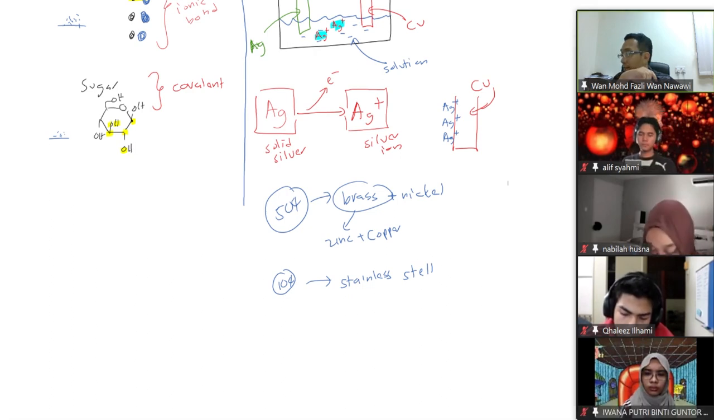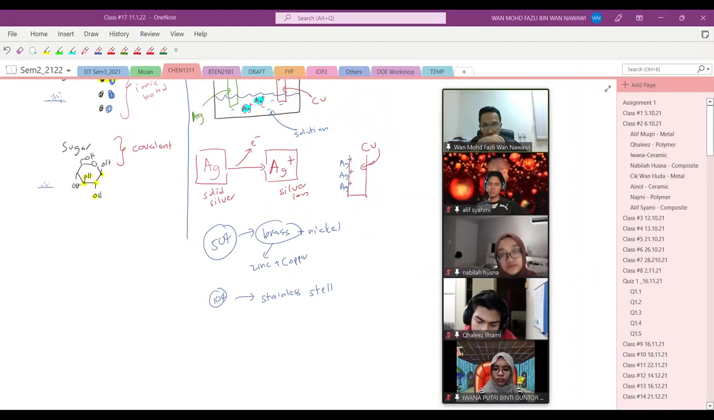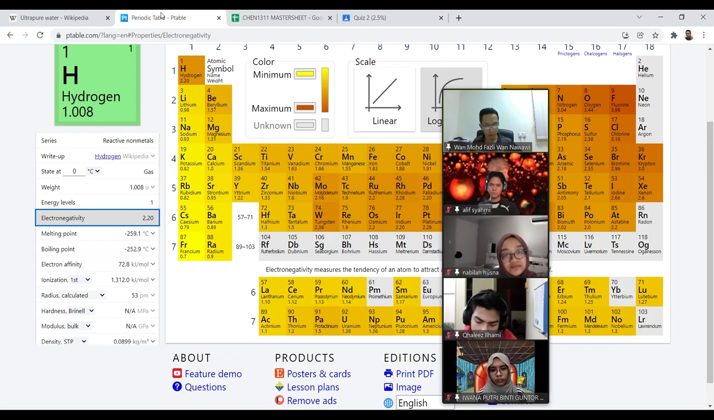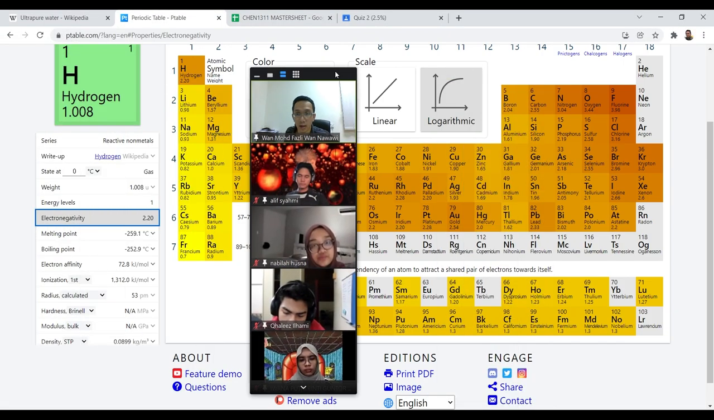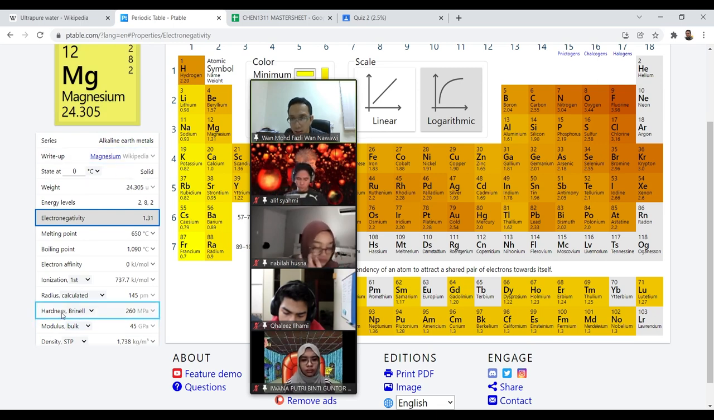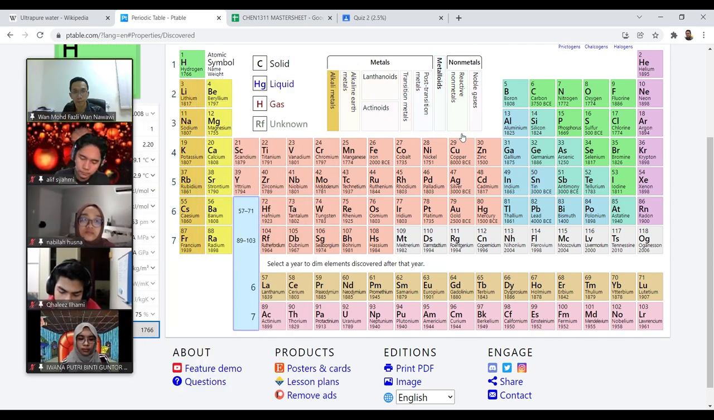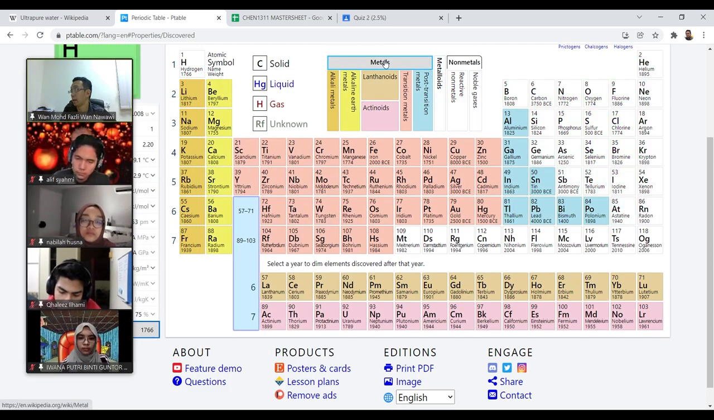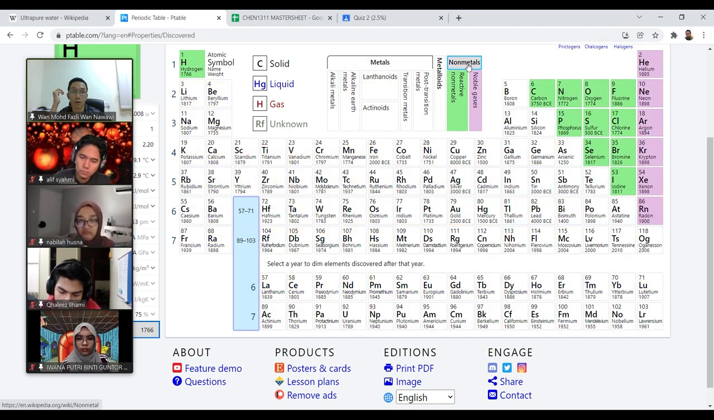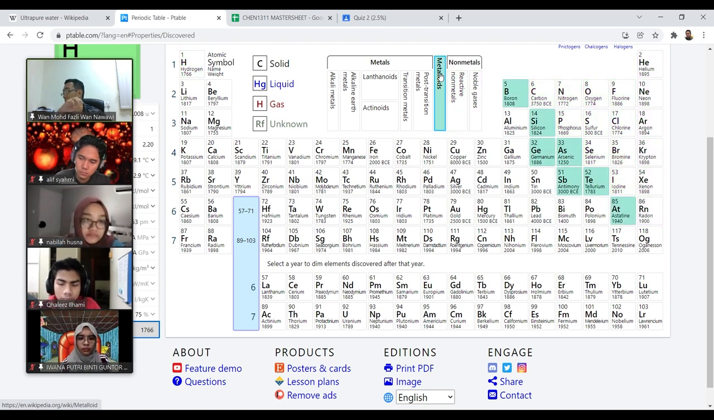If you look at the periodic table, if I go to, let's say, discovered, okay. If you look here, there are metals, we cover metal a lot, right? If I click here, you can see that's metal. We cover a lot of metal: electricity, magnetism and so on. We also cover a little bit about non-metal. When we talk about polymer, we talk about covalent bond and so on.